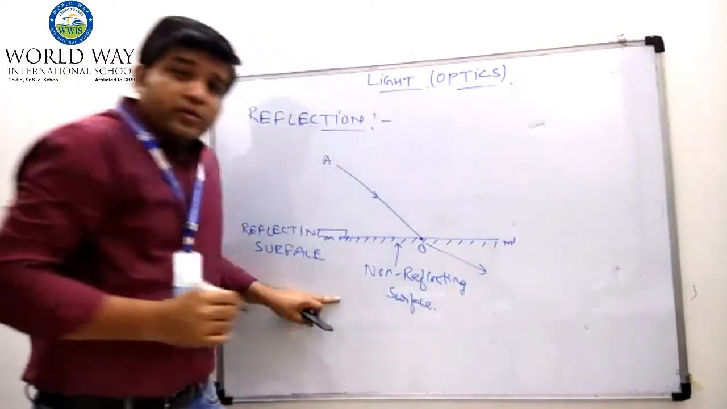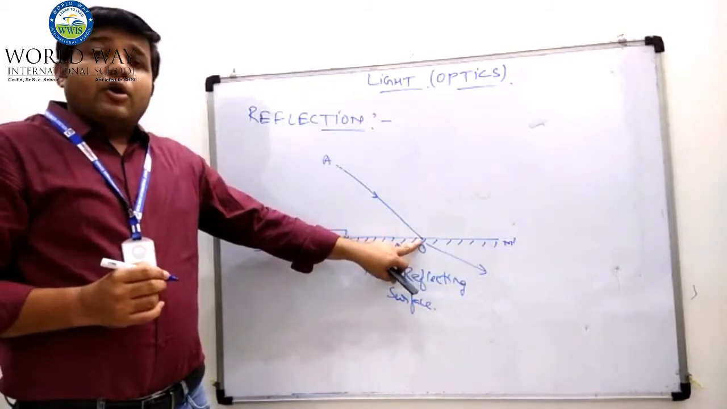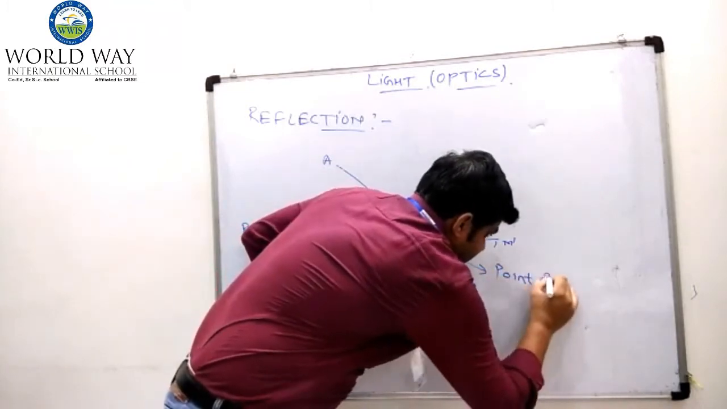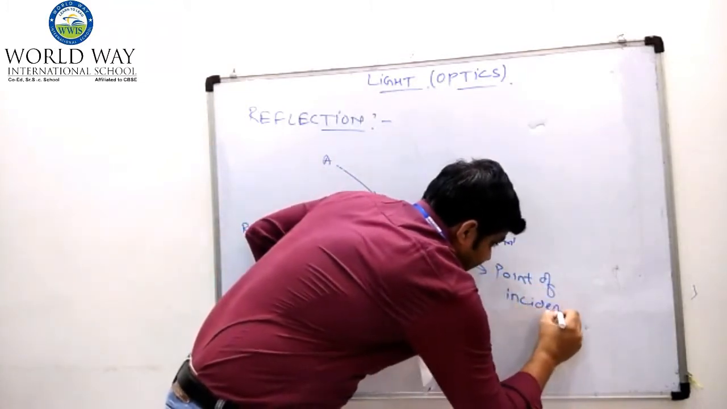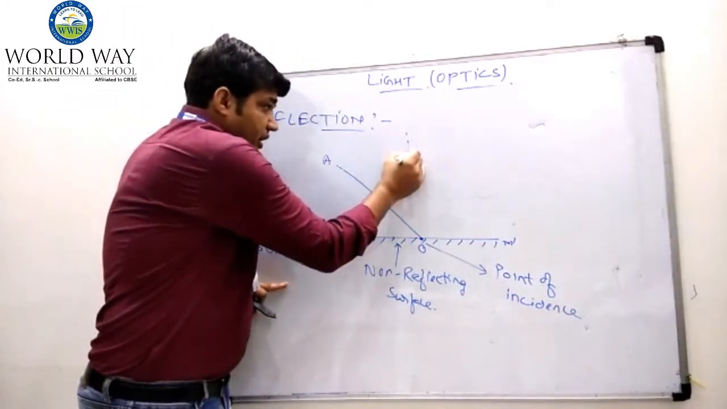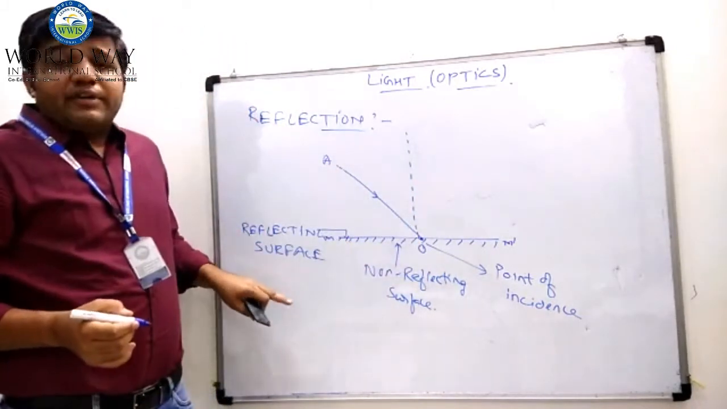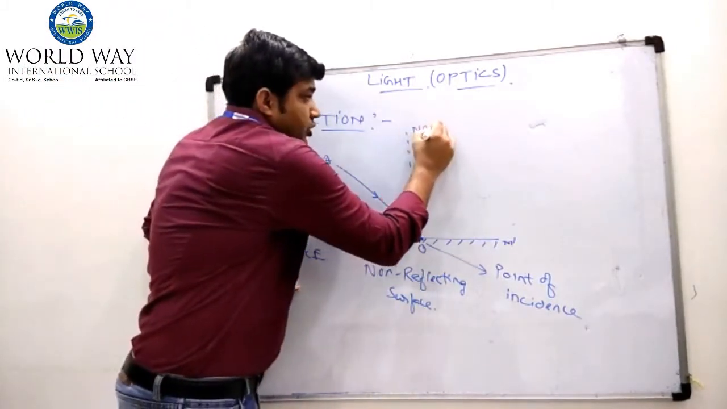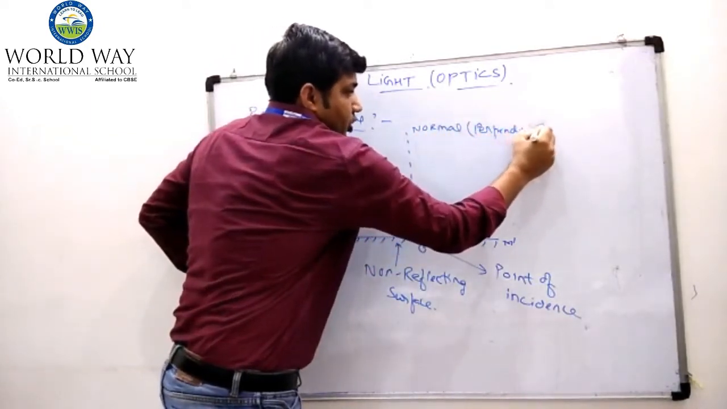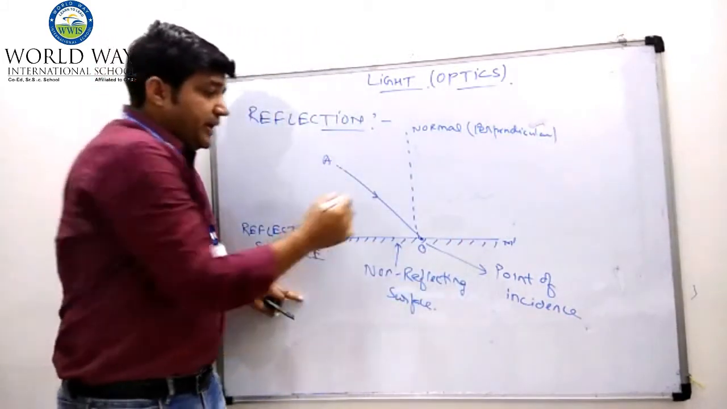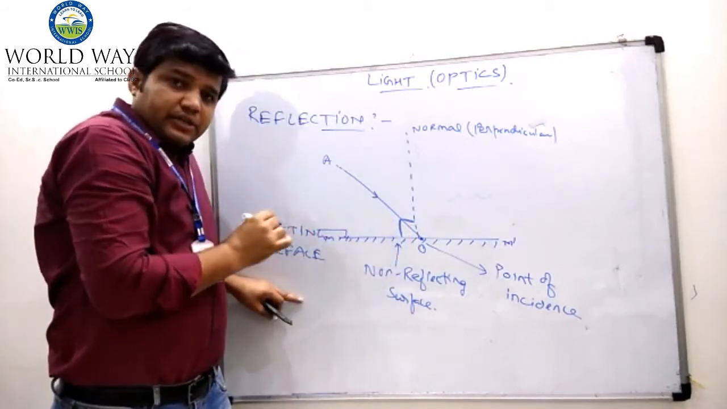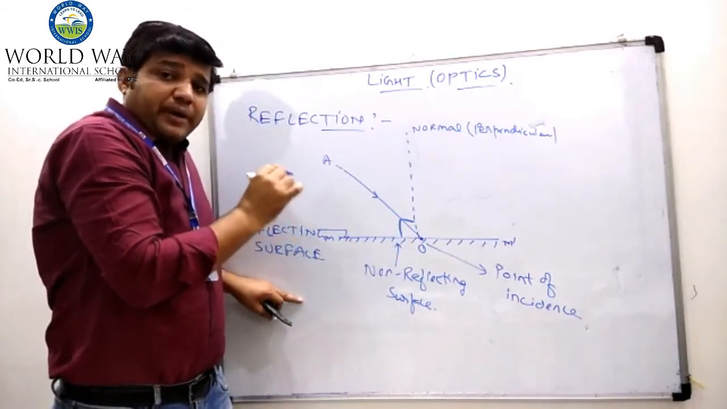And point O, which lies on a mirror or any reflecting surface, is called the point of incidence. At this point of incidence, we make an angle of 90 degrees; this is called the normal or perpendicular. Why is it called a normal? It makes an angle of 90 degrees with the reflecting surface, so it is called a normal or perpendicular.